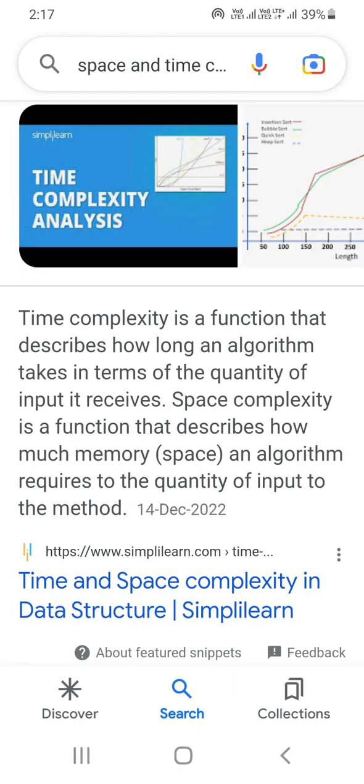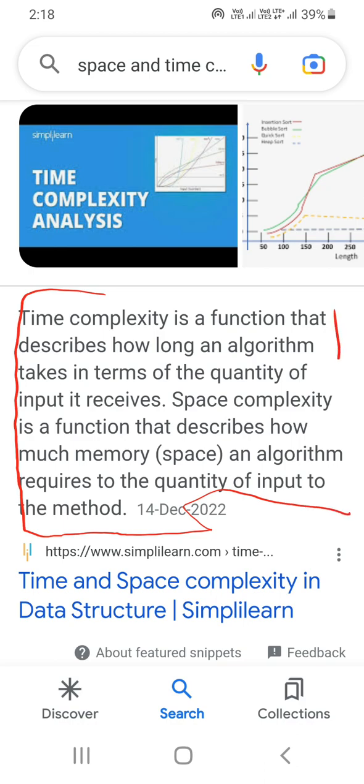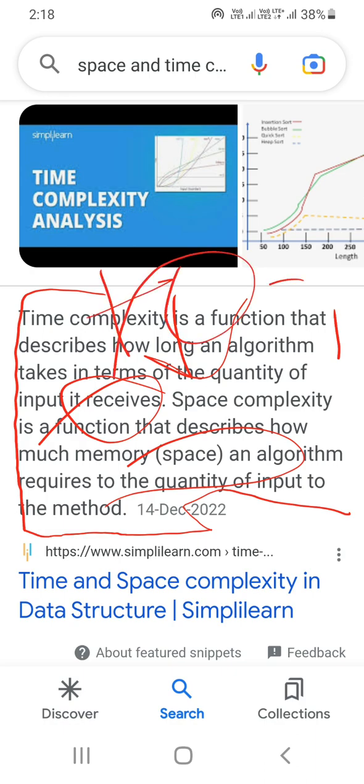And we are going to learn about time complexity and space complexity here. Time complexity is the function that describes how long an algorithm takes in terms of the quantity of input it receives, so it is the time required. Space complexity is the function that describes how much memory an algorithm requires in terms of the quantity of its input. So the time required is the time complexity and the space required is the space complexity.